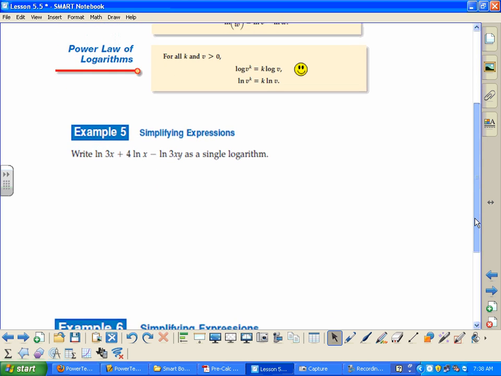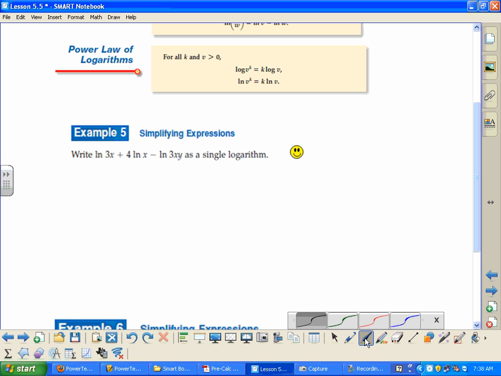So here's example 5. It says natural log of 3x plus 4 natural log of x minus the natural log of 3xy. When we simplify this, we have the addition going on between the natural log of 3x and 4 natural log of x, and where that addition is means that we need to multiply. So we'll have the natural log of 3x plus, I'm going to rewrite this, the natural log of x to the 4th.